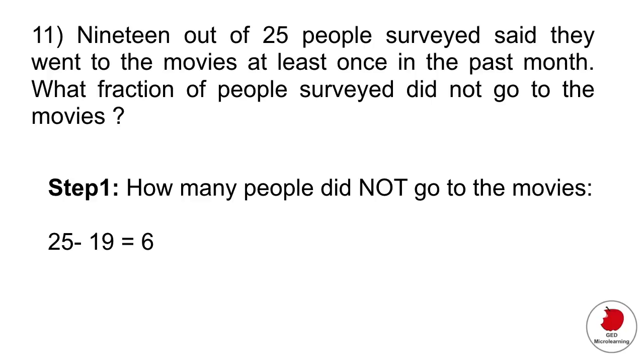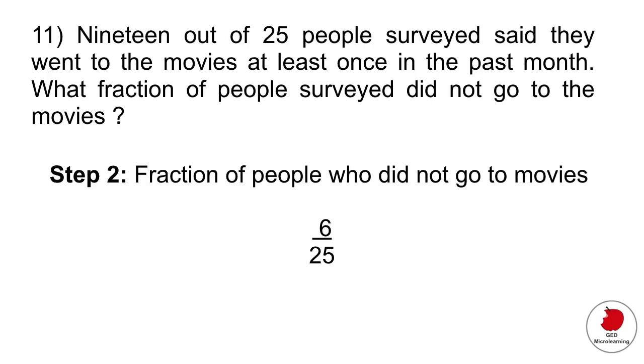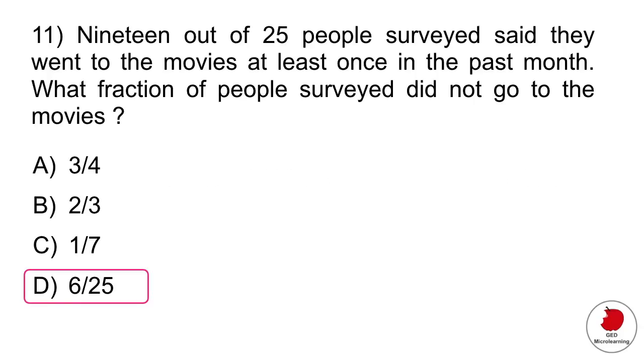And then step 2 is the fraction of people. We have that there was a total of 25 people and 6 of them didn't go. So that would be the fraction 6 over 25. And that is option D.